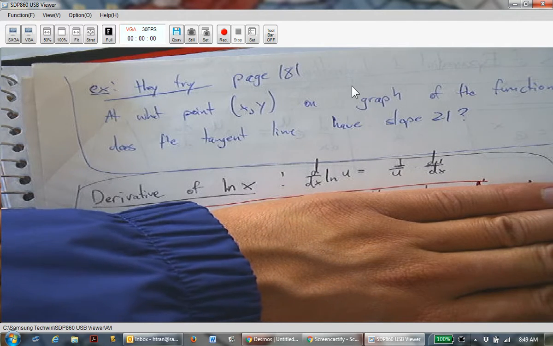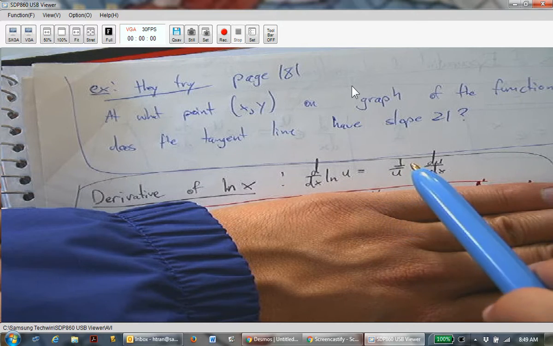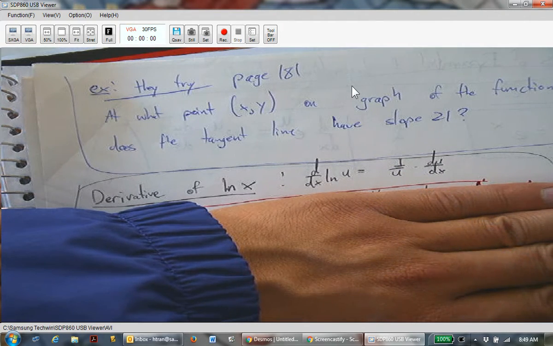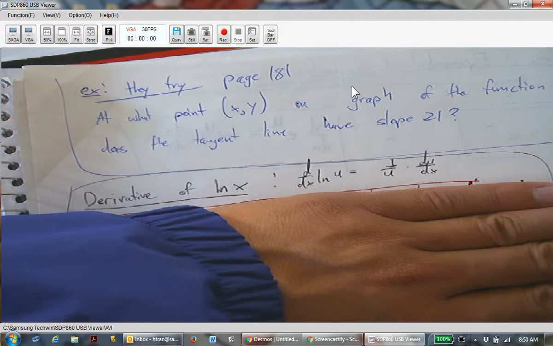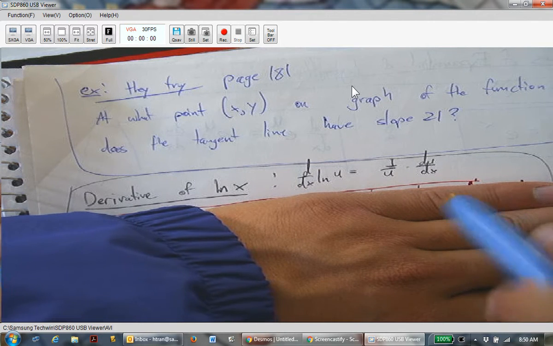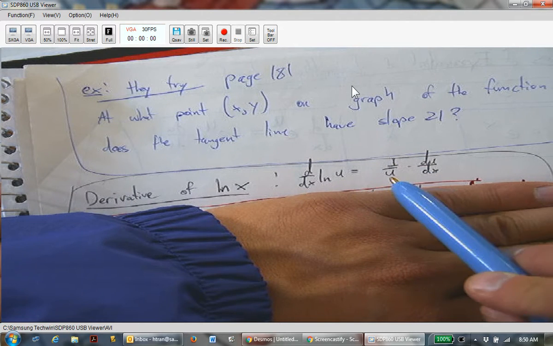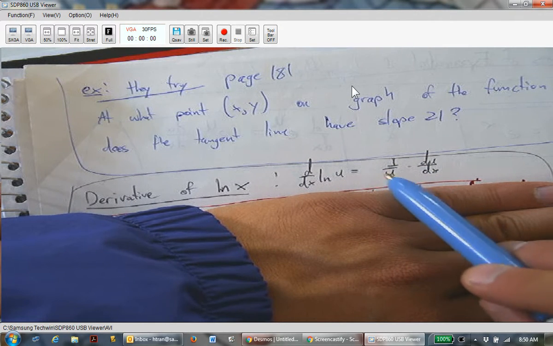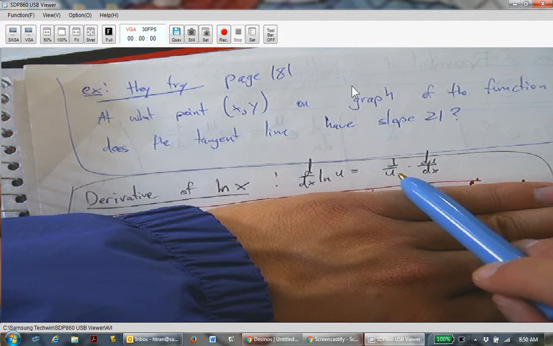So the derivative of natural log of x is literally just 1 over u times du/dx. This is a very, very easy derivative to remember, I think, out of most of these exponential and logarithmic derivatives. The derivative with respect to x of ln of u is just simply 1 over u, and if u is differentiable, then you have to take the chain rule and take the derivative of whatever was in there.